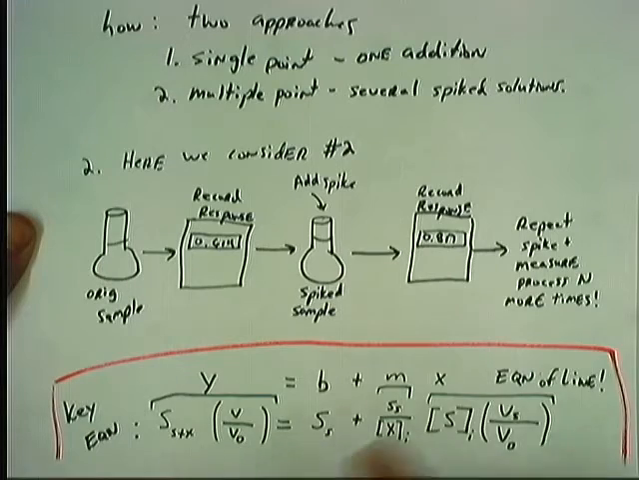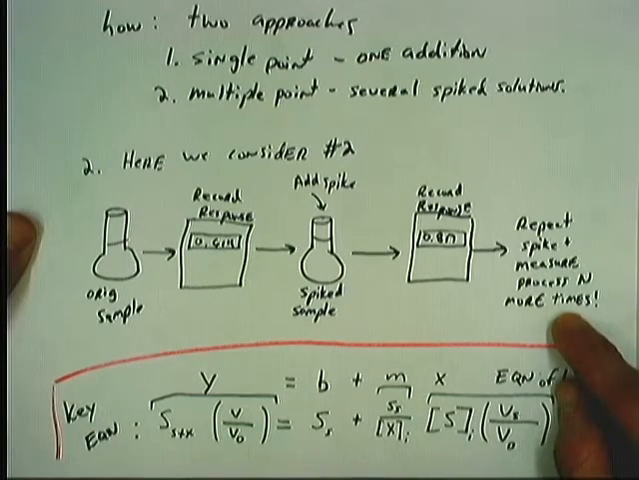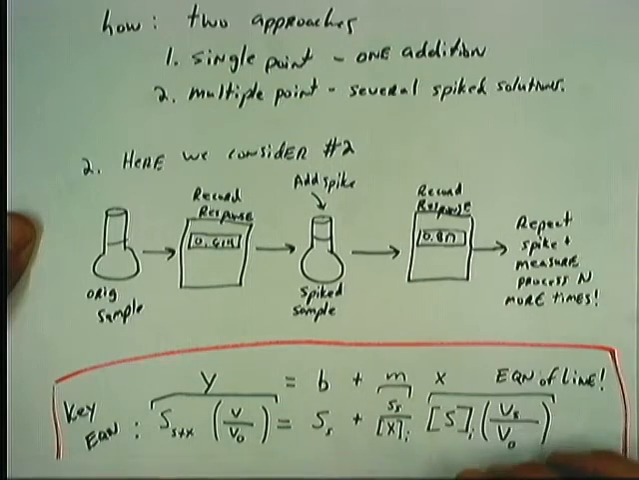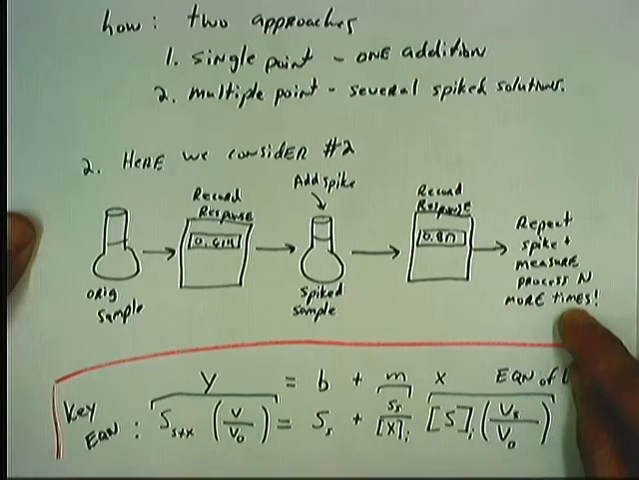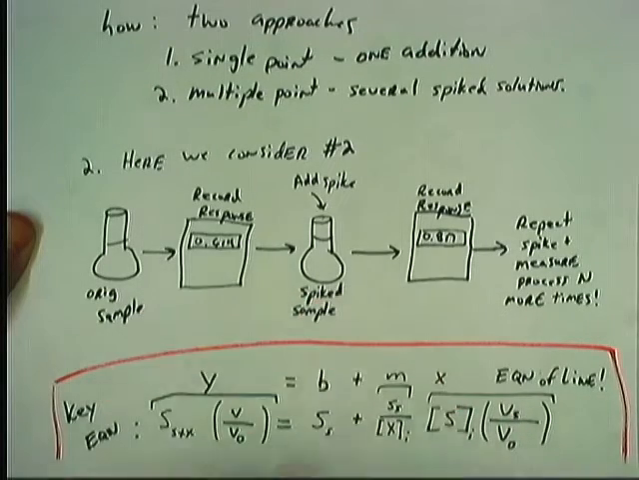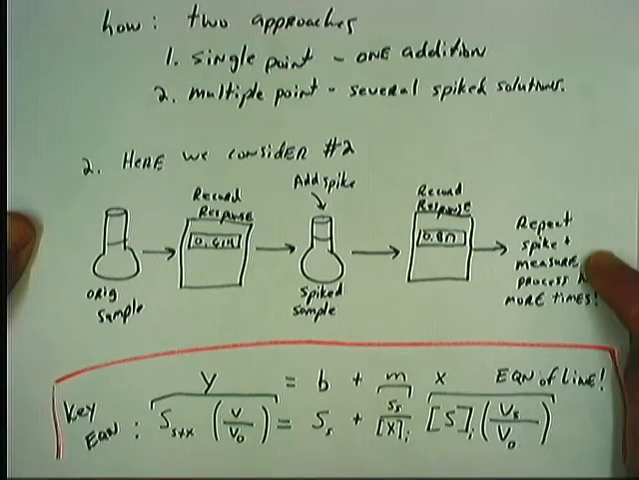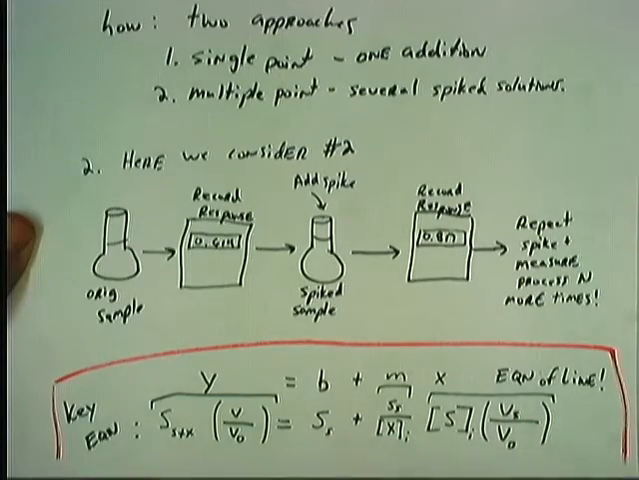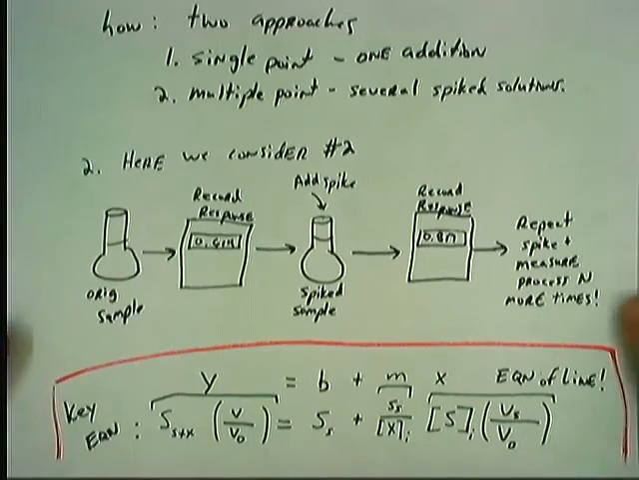But if I repeat this process 3, 4, 5 times, and I derive my slope from my best fit line through all of these spike points, that's going to probably yield a more accurate slope. And as a result of that, I should be able to extract out a more accurate analyte concentration in my original sample. So the big difference here is we're going to repeat the spike and measurement process 3, 4, 5 times instead of just doing it once. And that's what I mean by multiple point analysis for standard additions.